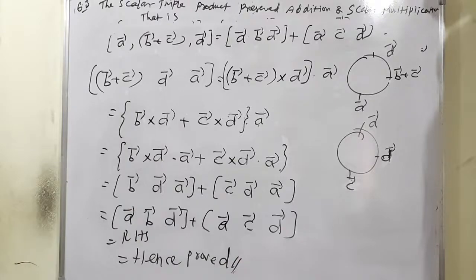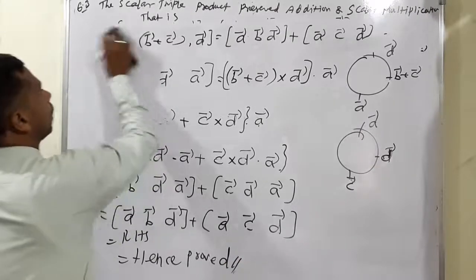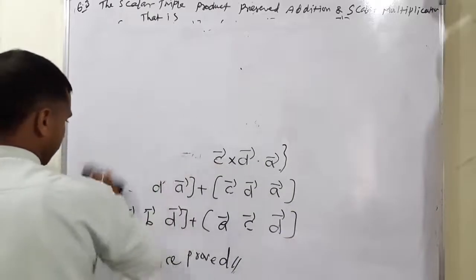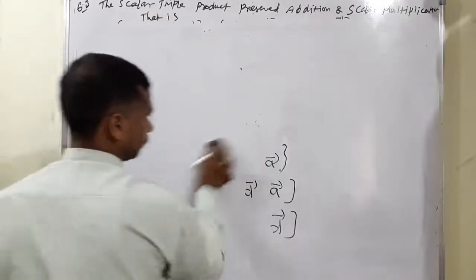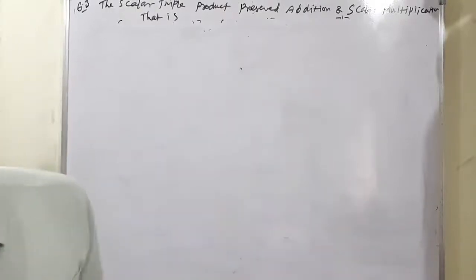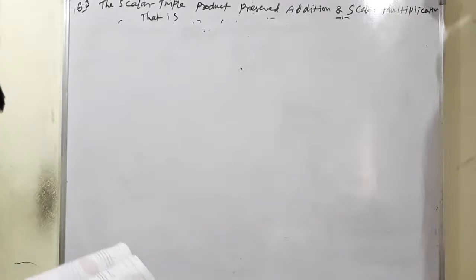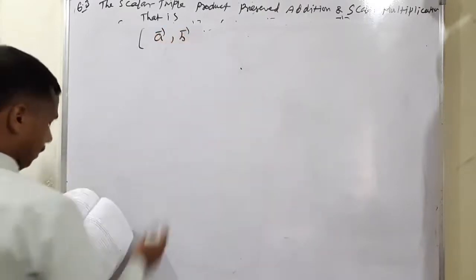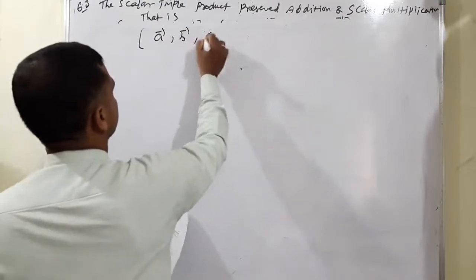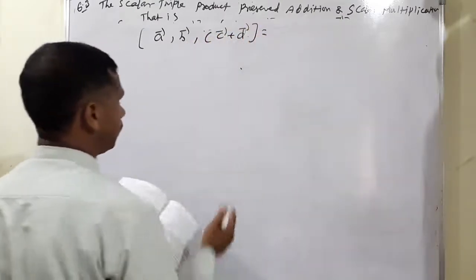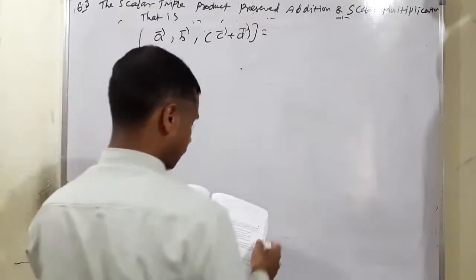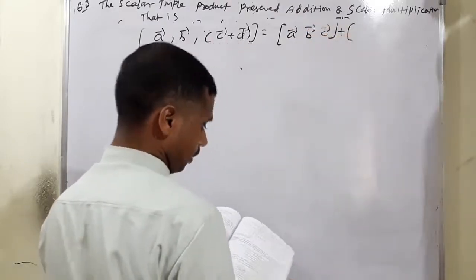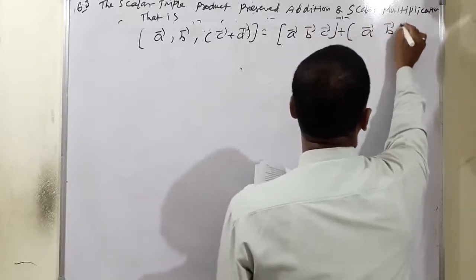Okay, moving to the fifth part. A vector, B vector, then bracket of C vector plus D vector is equal to ABC plus ABD.